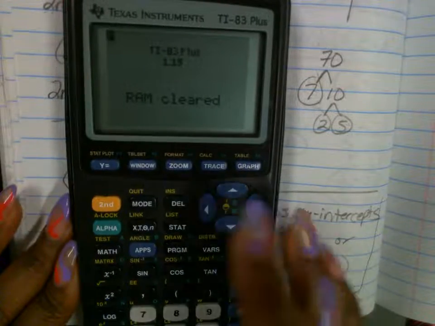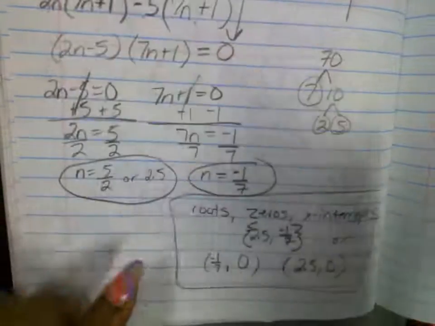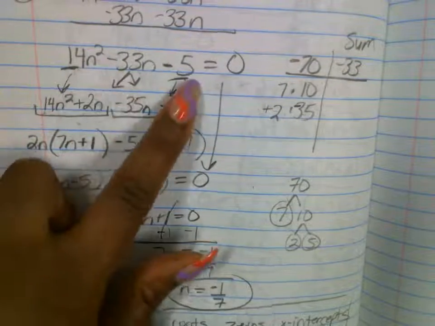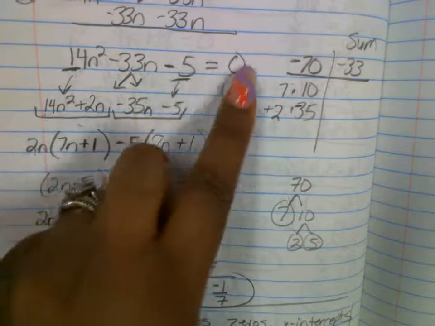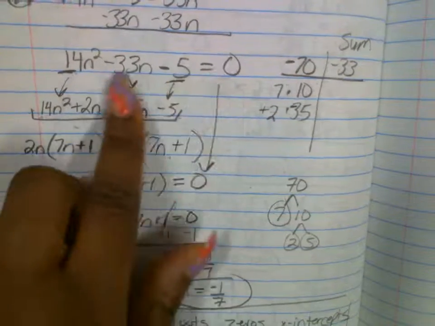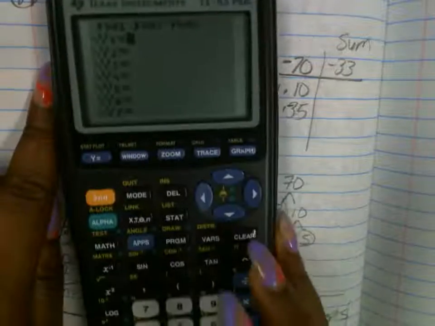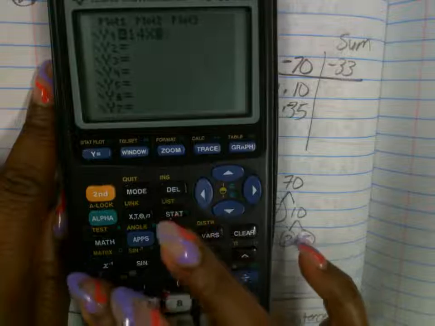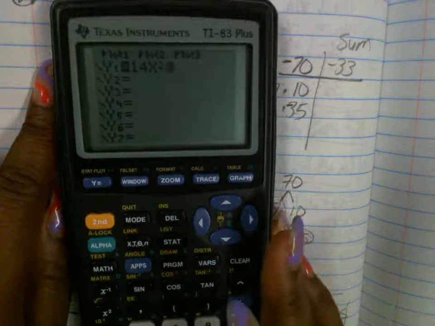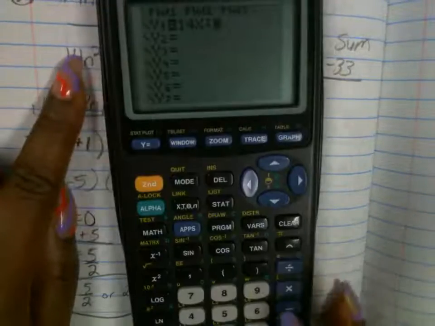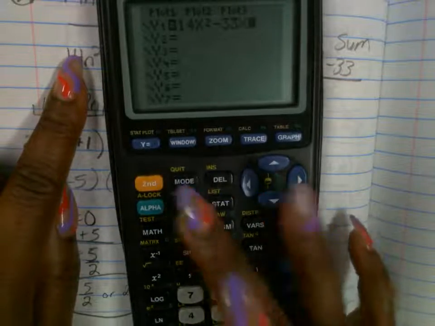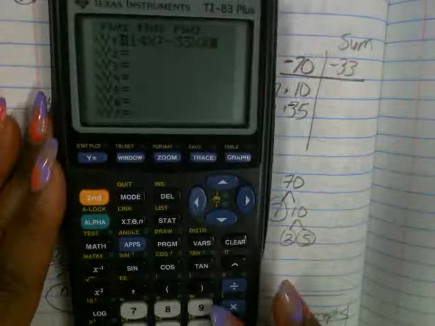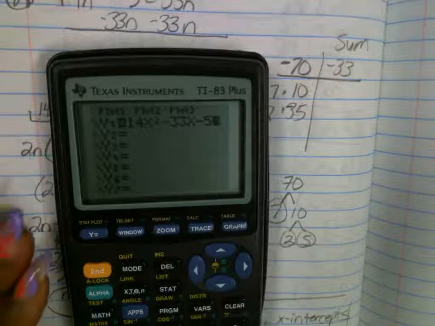We're going to go to y equals, and we're going to type in the original equation. This one right here, when all of the variables are on the same side, because this is y. So we want to type it when it's in this form. So this is 14n squared, or x. We put x, okay? Then we got minus 33n, 33x. And then we got minus 5. Any questions? Y'all understand how to type it in?